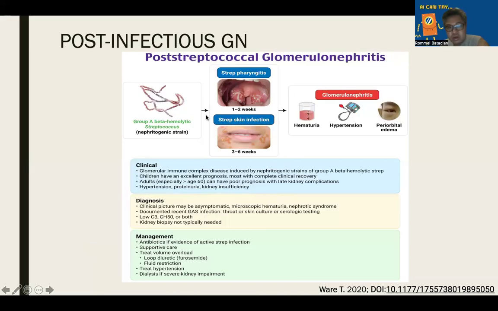So, since it's due to an infection, antibiotics would definitely be a cornerstone in management if it's not yet started. Supportive care must be given, and you treat any signs of edema by giving diuretics and fluid restriction. If hypertension is present, you have to lower the blood pressure by giving primarily ACE inhibitors or ARBs, because remember, the reactivation of the renin-angiotensin-aldosterone system is very crucial also in the development of the clinical features of glomerulonephritis.